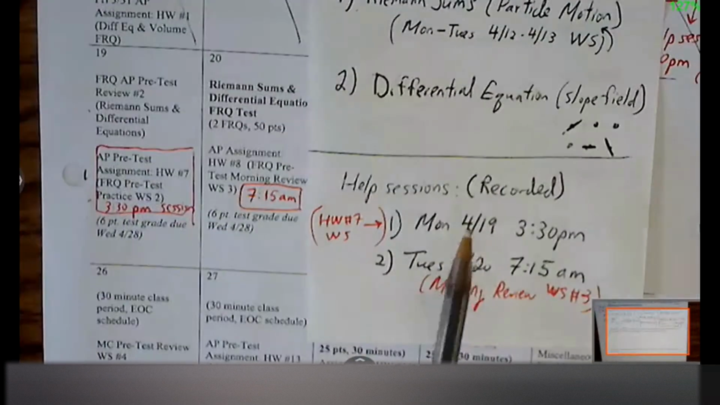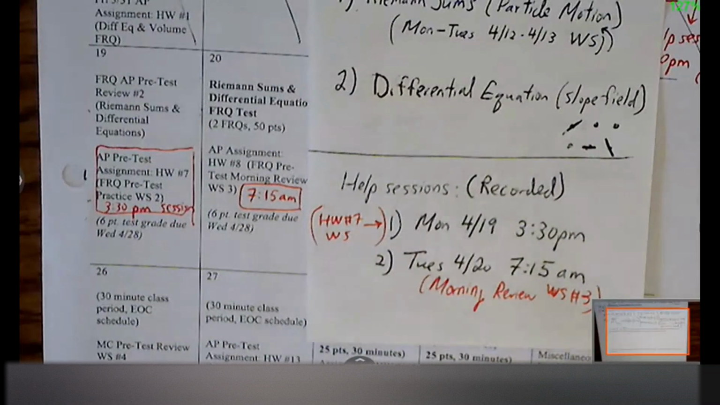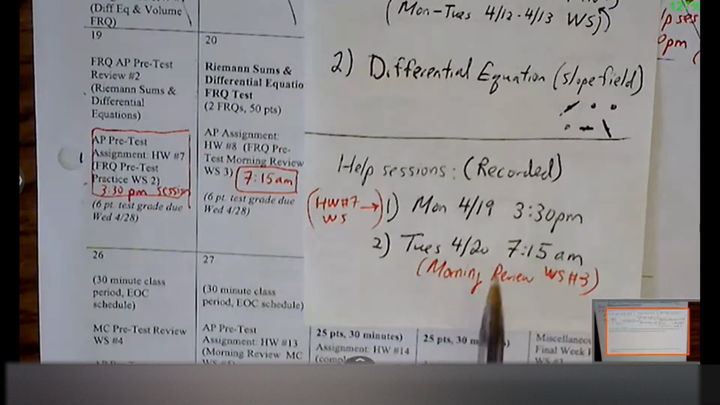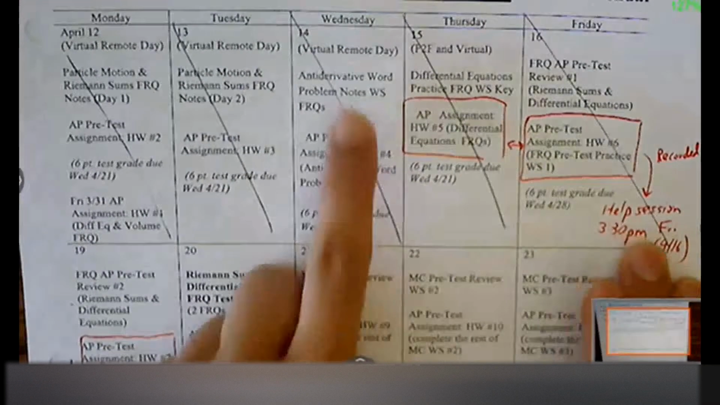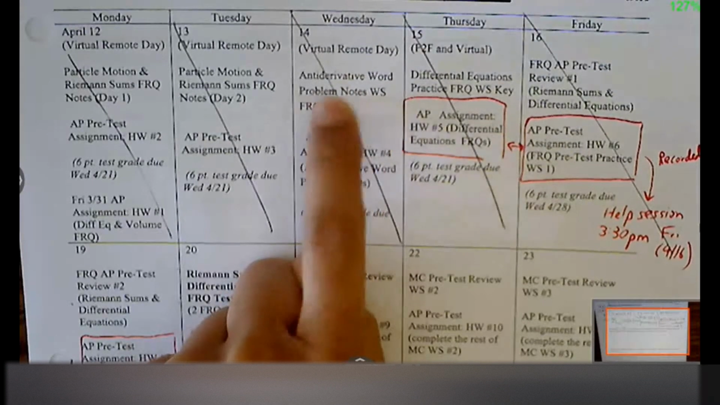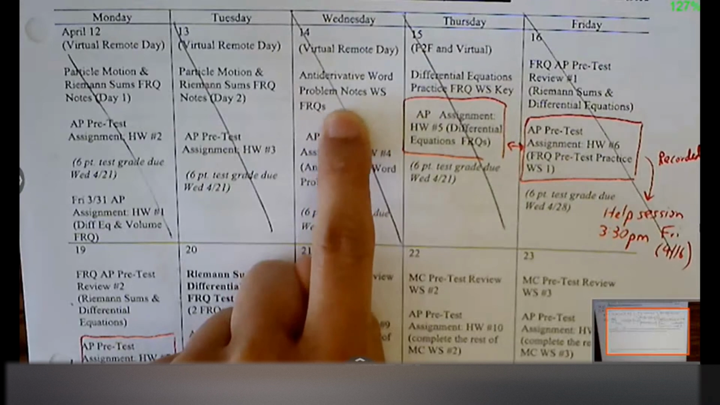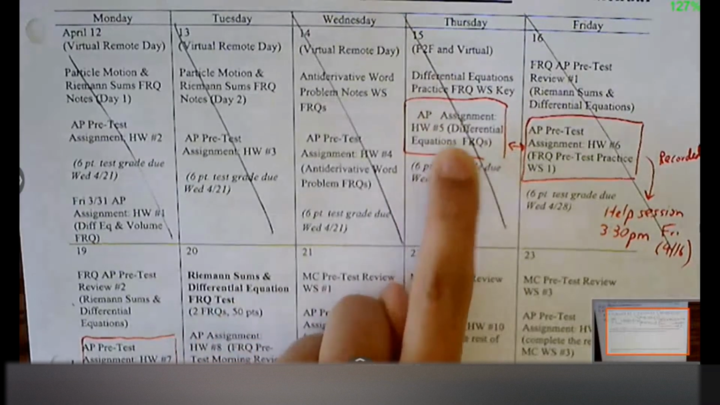I'll have a help session this afternoon going over the homework number 7 worksheet. Last Friday, I had a help session going over homework number 6. And tomorrow morning, I'll go over morning review worksheet number 3. I encourage you guys to look through these review worksheets that we did all last week. You can ignore antiderivative word problems. This will not be on the test, but it's still an important topic. That's why I spent a day on it, since it will most likely show up on the AP exam. Differential equation from Thursday is just more differential equations for you to practice with.